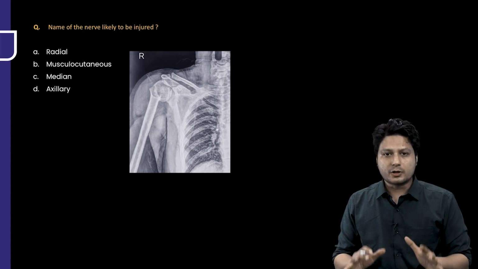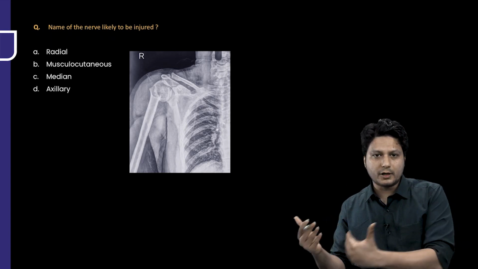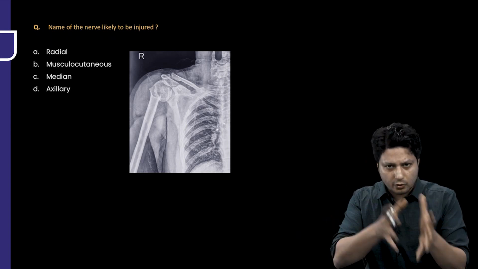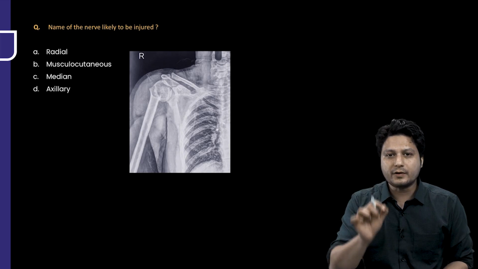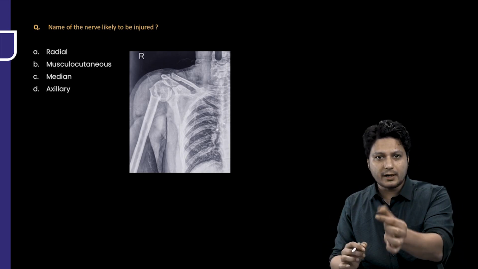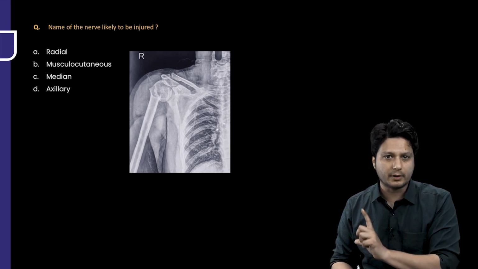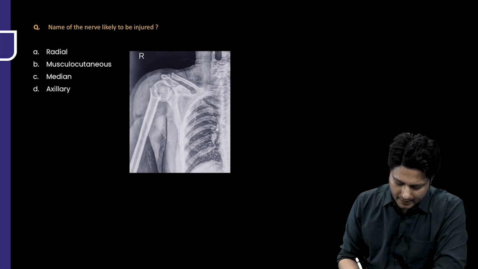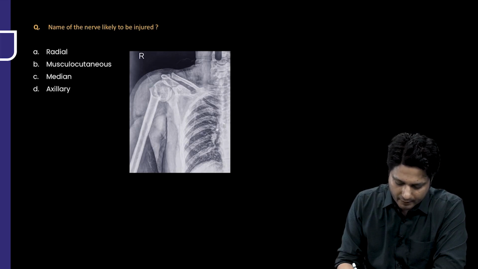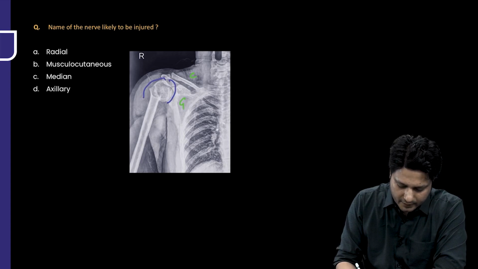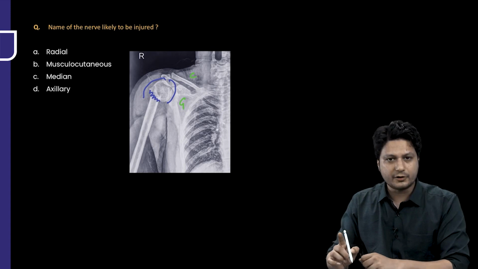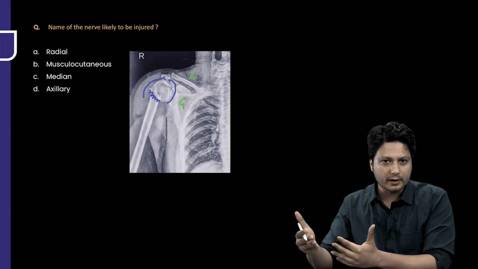Now, next question. First of all, before we talk about this topic, it is important to have a discussion on this question itself. The question is, what is the name of the nerve which is likely to get injured associated with the fracture which is provided to you in the X-ray? Now, if you look closely at the X-ray, this is the clavicular bone, this is the glenoid region, and this is the humerus. Here we are having the fracture of the proximal humerus in the neck region. So it is obviously the fracture neck of humerus.